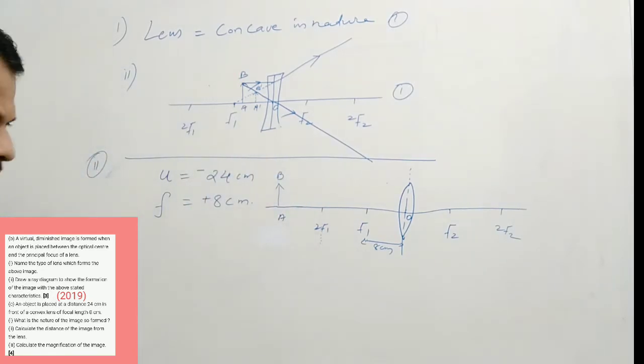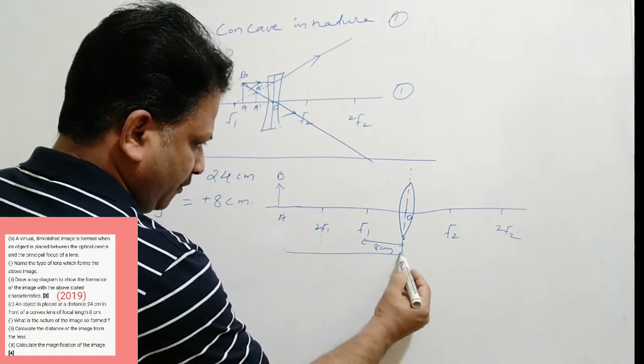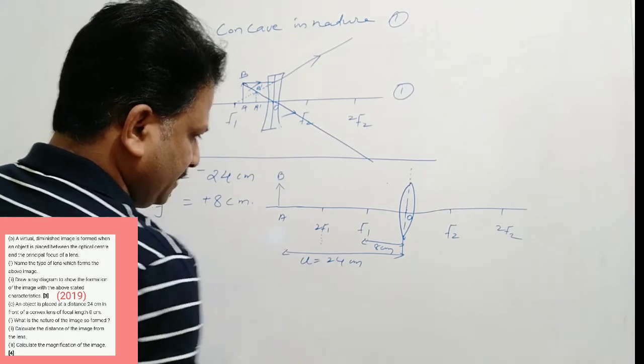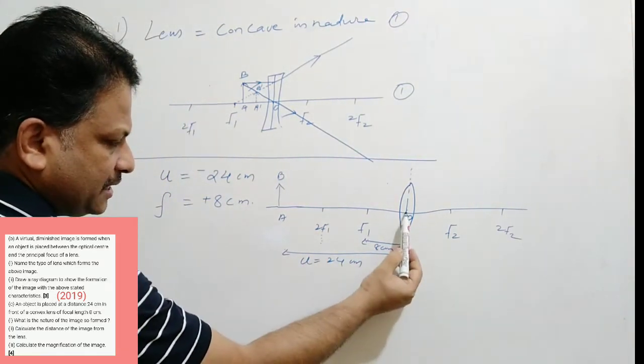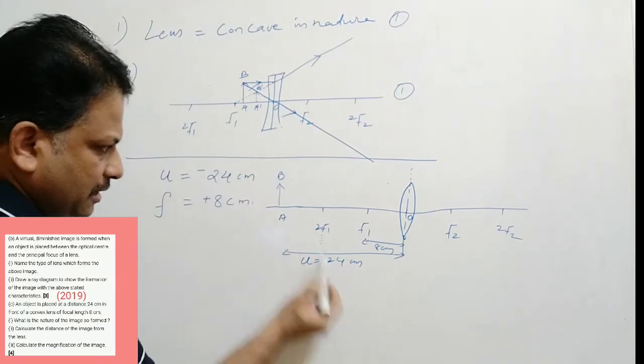Are you following it? Okay. So what is this object distance? It is given. This object distance from the optical center, that is u, is 24 centimeter. Since the object is standing to the left of the lens, it is marked as minus 24. Clear?